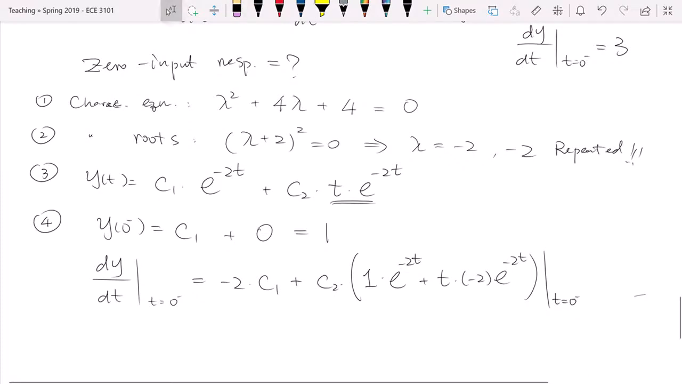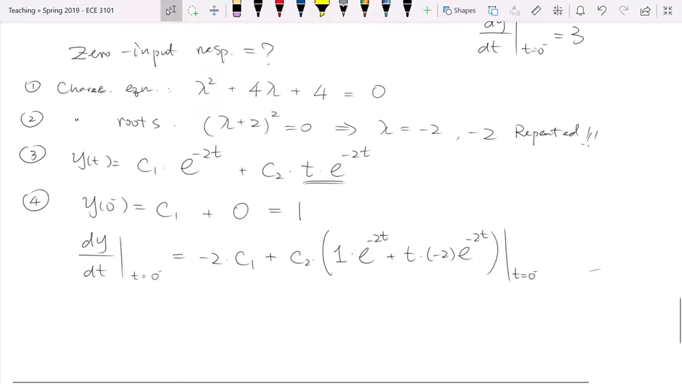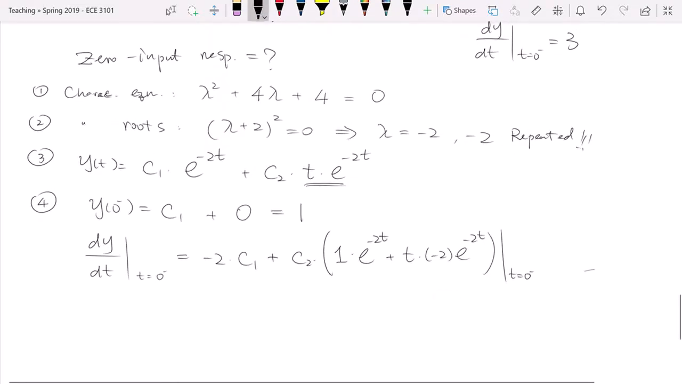Okay. What is it equal to? Negative 2c1 still has to be there. And 0 plugged into the second gives c2. Since there's a t here, t will be substituted by 0, so the second term will be 0. So that's what we have. And then we plug in the initial condition here, equal to 3.